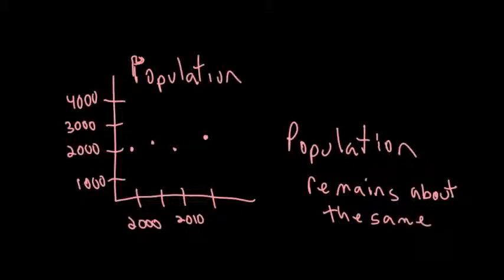So that's one other thing you can have on a scatter plot, is that it's just not really changing. So you can have a positive where it's increasing, you can have a negative where it's decreasing, or you can have where it's just really not changing.